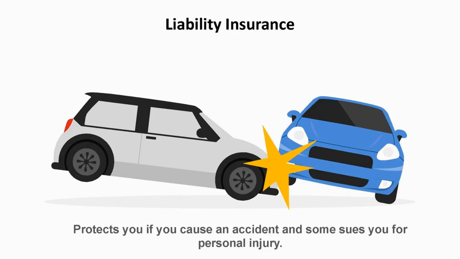And what liability insurance does, it protects you in case you actually cause the accident and injure somebody else. So let's say you're driving down the road, you come to an intersection, you have a red light, but you miss it, and then you T-bone somebody else and they're injured. If you have liability insurance, that protects you in case they sue you. So that really allows you to have some financial certainty even though you caused an accident.